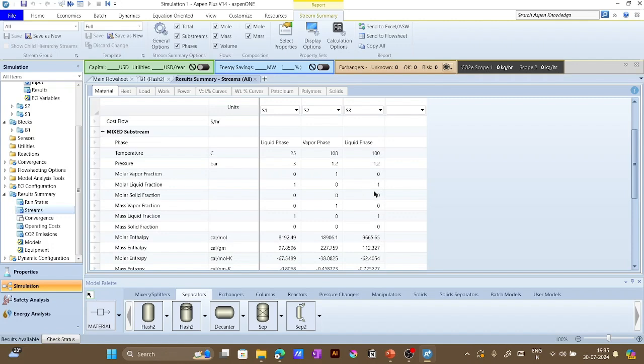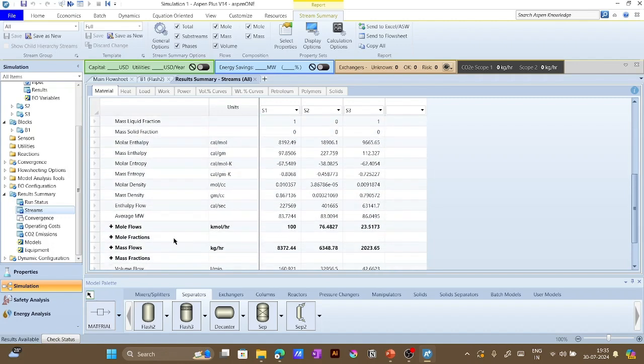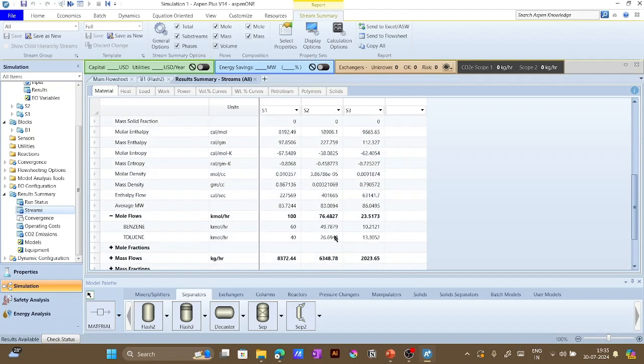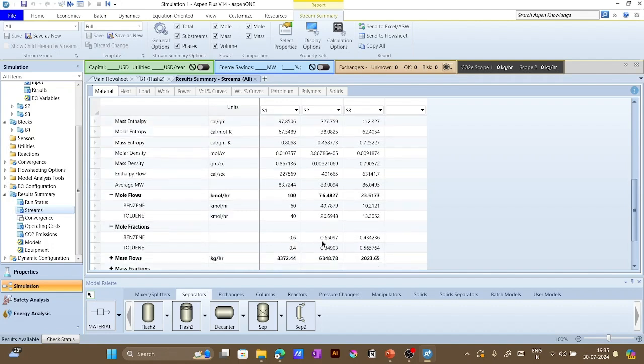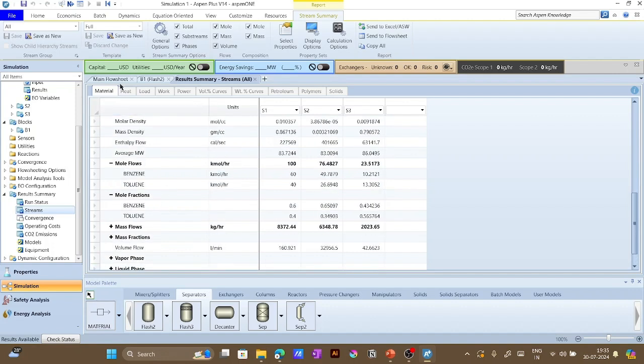Then the molar fraction of vapor and liquid, you can see it. Similarly, you can see the mole flows of benzene and toluene in both vapor and liquid. As you can see, the molar flow rate of benzene is more, since benzene is more volatile, more benzene will be present in the vapor fraction compared to the toluene. The mole fraction of benzene in the vapor is more compared to that in the liquid part, right? So this is a simple flash calculation you can do.